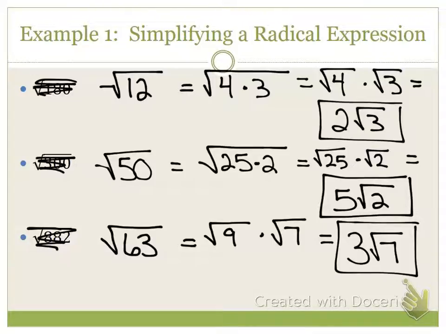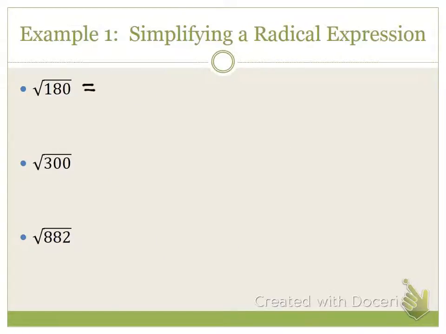Now let's look at some bigger numbers. The square root of 180. Now it's going to get a little bit harder to figure out what my perfect square factors are. So here's what we're going to do. We're going to use our calculators, okay? And I'll stress the importance of one part of this that your calculator doesn't show you.